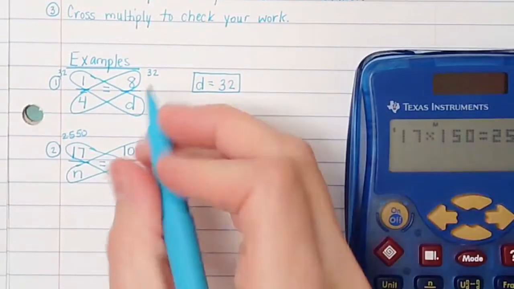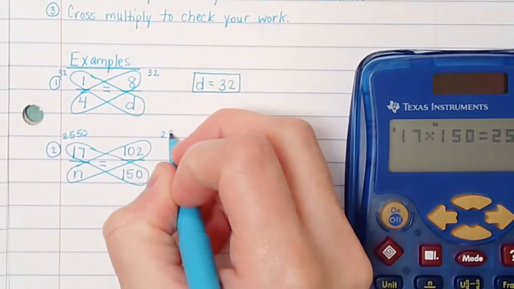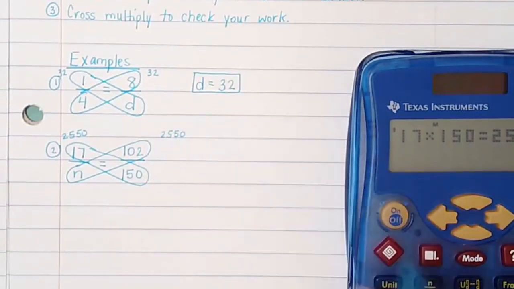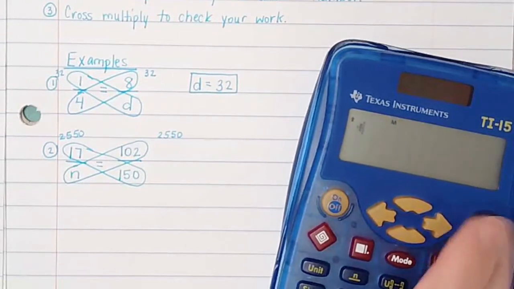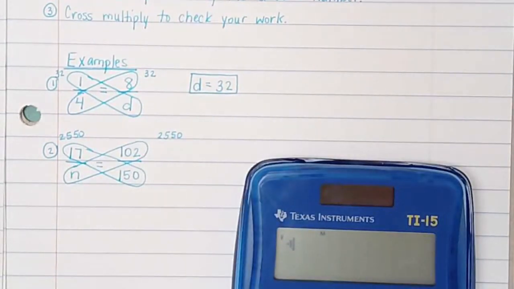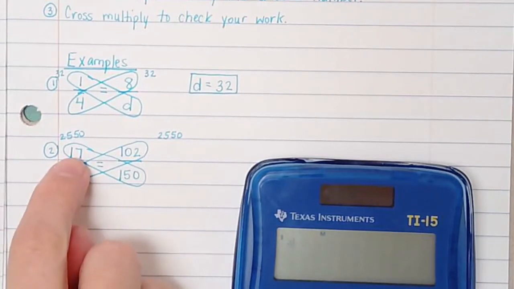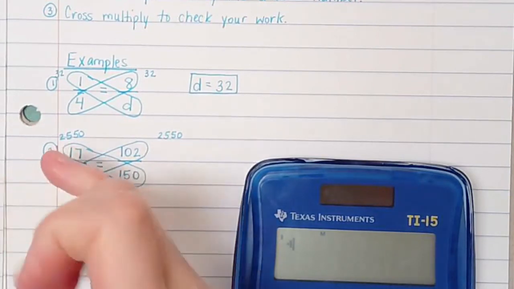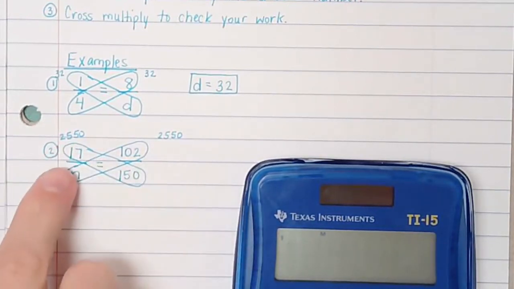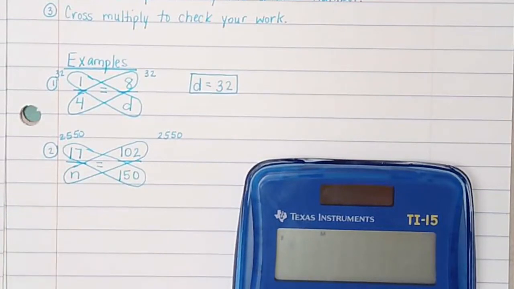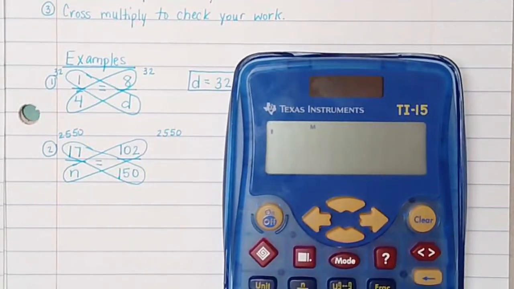All right? So now, step 2 said divide the product by the unused number. Well, remember, I just used 17 and 150. So those two are now gone. They're not there anymore. N isn't a number. So the only number left for me to use is this 102. So you take it and you divide it by the product you got. So I got 2,550 divided by 102, and I get 25.